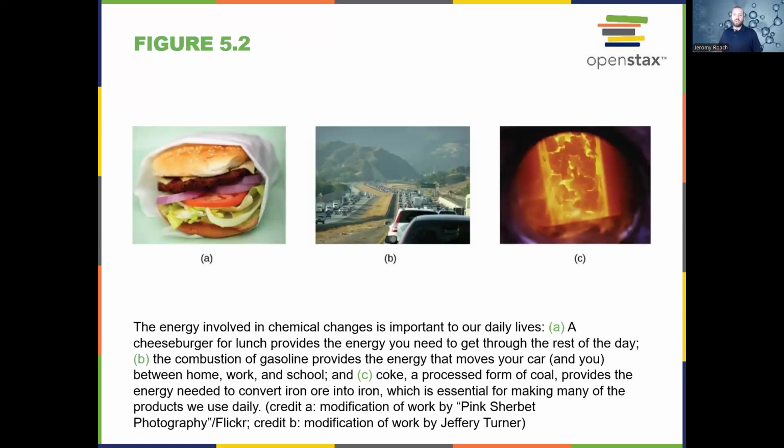And this just shows some examples of energy in our daily life. So this slide A shows a cheeseburger, which provides us with metabolic energy. B shows gasoline, which is combustion to power a car. And C is coal being used in industrial processes like making steel. And these examples show that energy from chemical reactions is essential to modern life.